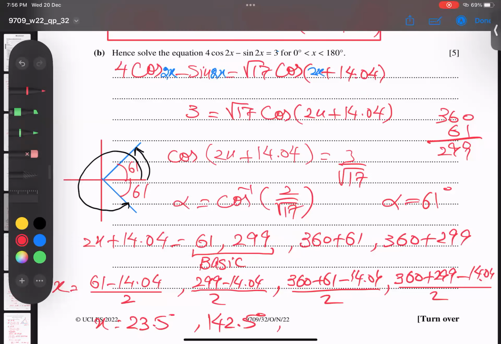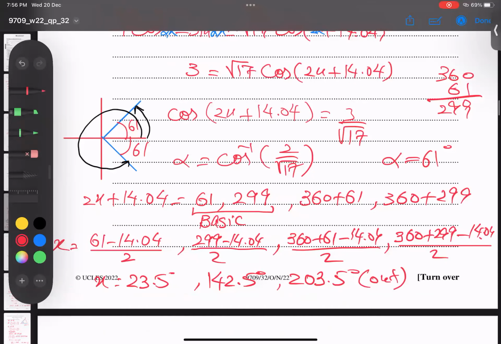So let's see the third answer: 360 plus 61 and minus 14.04, and this divided by 2. My answer is coming 203.5 degrees, which is out of range. So the fourth answer, I should not even check, because it is understood to be out of range. I'm writing here out of range. So these two answers are my final answers.